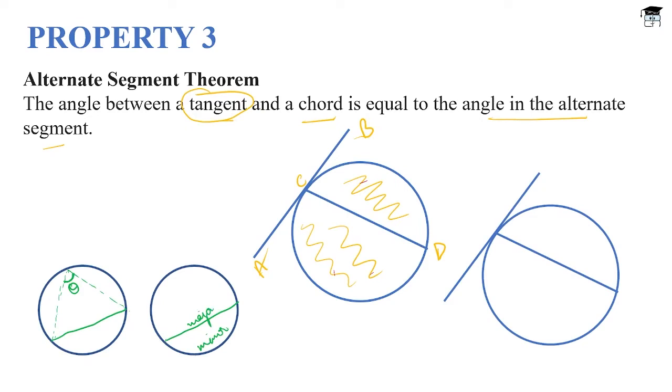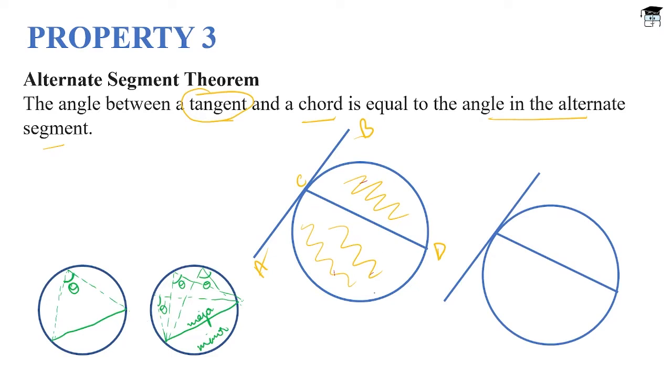Now here I can draw multiple angles. First, second like this, third one here. And these all will be equal. These all will be equal, that is theta, right? So these all will be equal, that is theta.